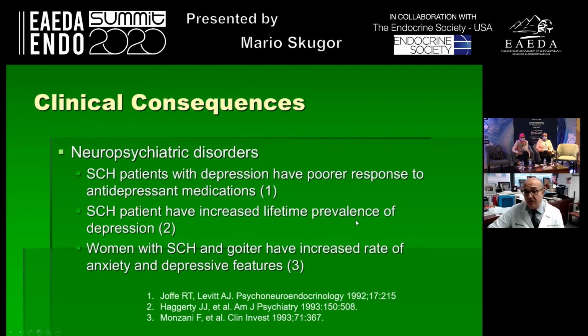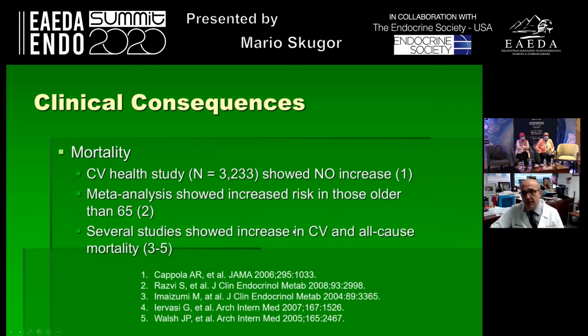There are some neuropsychiatric disorders that can be aggravated by hypothyroidism. If the patient has subclinical hypothyroidism and depression, they will demonstrate a poor response to antidepressant medications. Patients who have subclinical hypothyroidism also have an increased lifetime prevalence of depression, and women with subclinical hypothyroidism and goiter, with an increased size of the thyroid, have an increased rate of anxiety and depressive features. So there is an association between thyroid function and psychiatric illness.